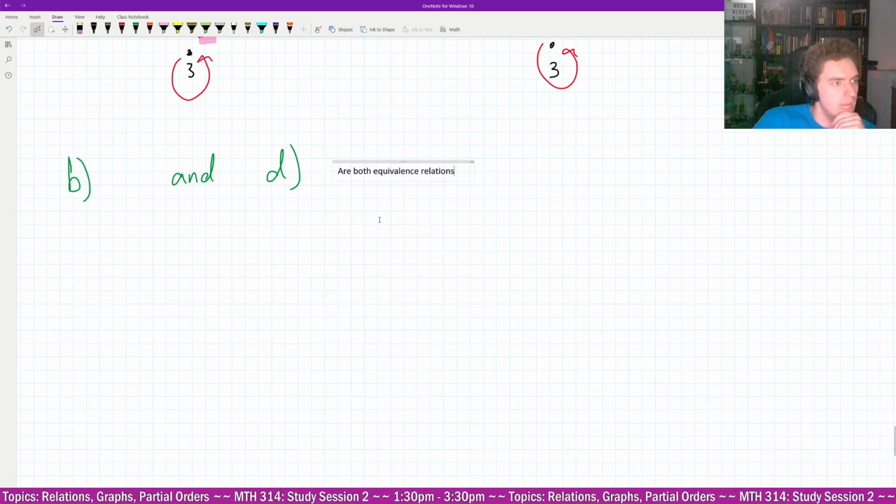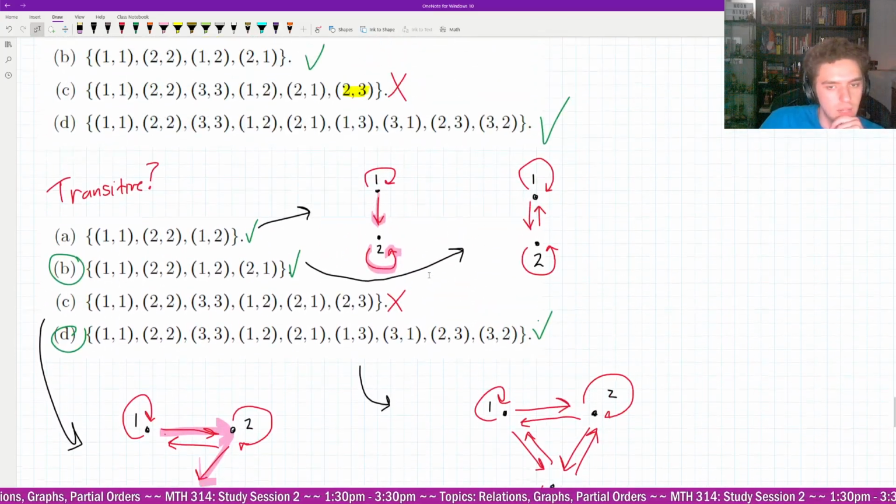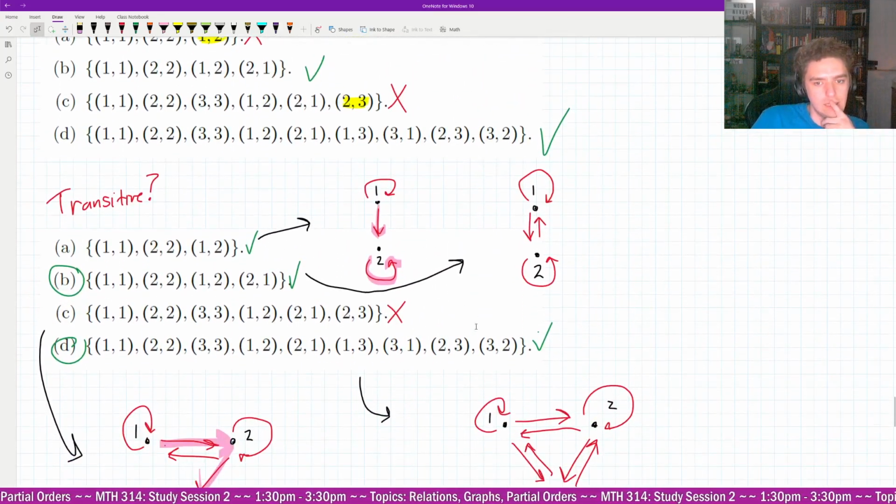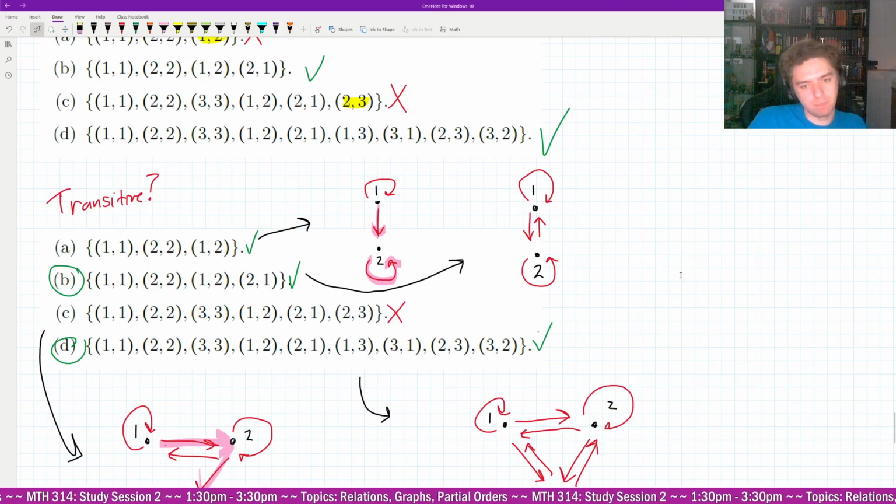I don't get transitive for A. For it to be transitive, shouldn't it also work the other way? Yes, which one? Let's see. So you're saying that 2 is related to 2, but 2 is not related to 1. That's an important thing, right?